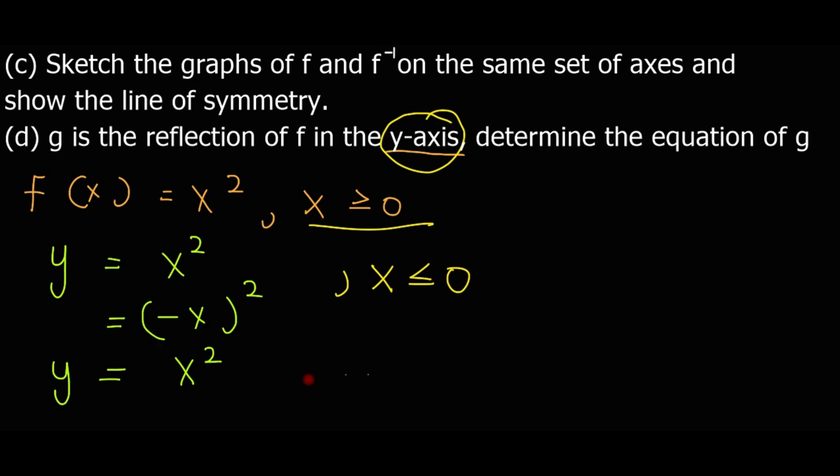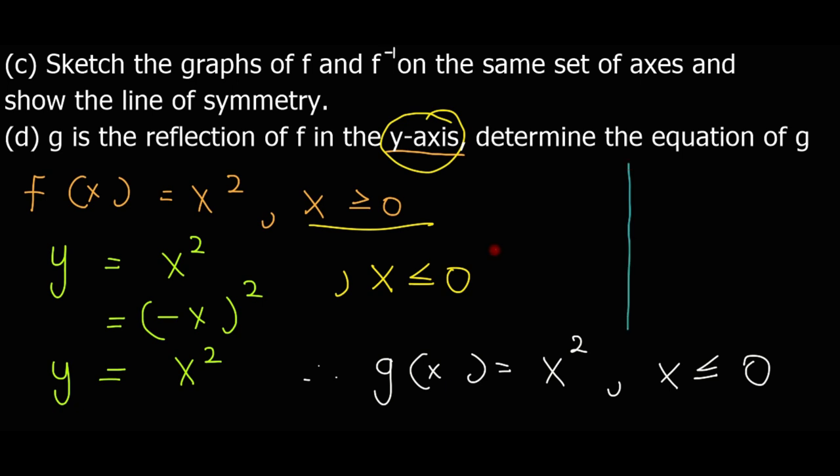So in conclusion, g of x equals x squared, but x is less than or equal to 0. If you try to draw the graph, you will get something like this one. You are on the negative side because now the values of x are negative. So that's it for this question anyway.